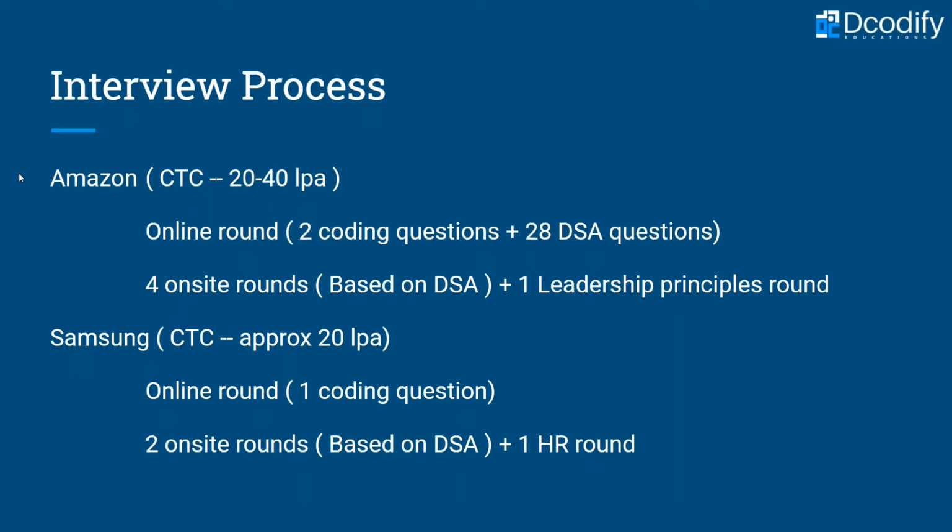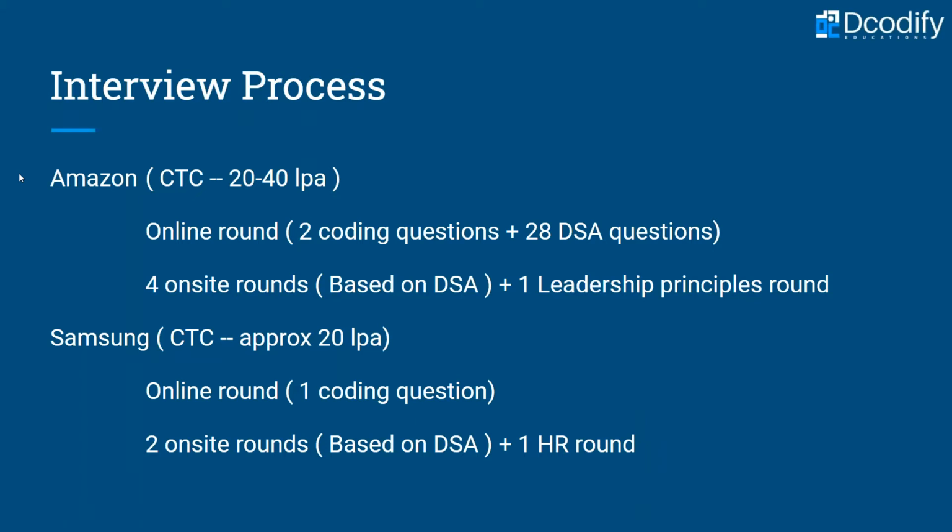Amazon usually pays around 20 to 40 lakhs per annum. So that's a huge amount of money. The trick to get into Amazon is that they usually conduct 6 rounds of interview. The first round is an online coding round. There they will give you an assessment where they will ask you two coding questions and 28 MCQs based on data structures and algorithms. You need to crack both the coding questions in a stipulated time frame. You'll be getting only 45 minutes to crack those two coding questions.